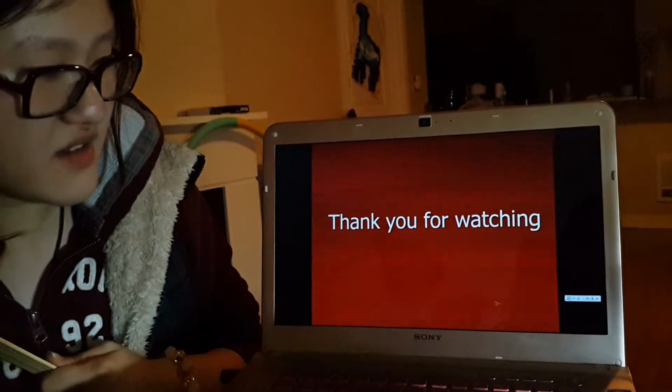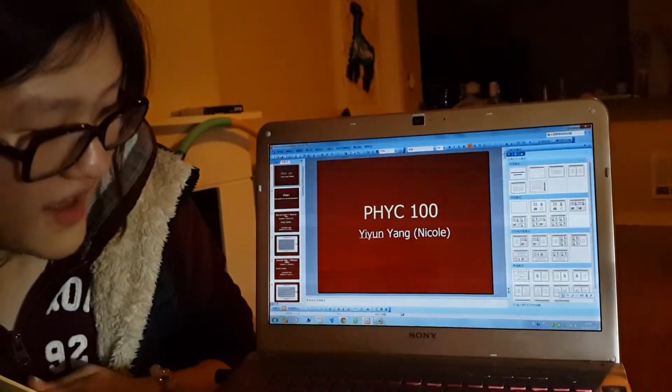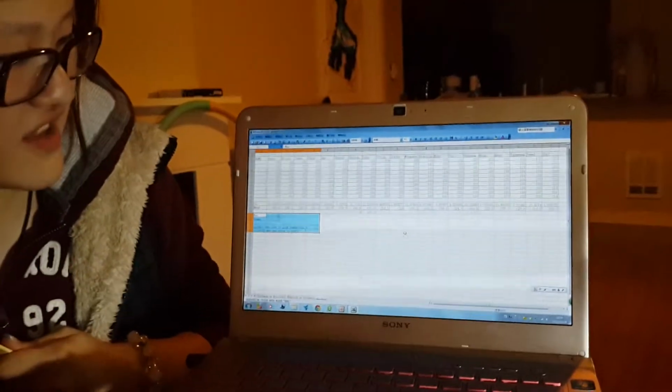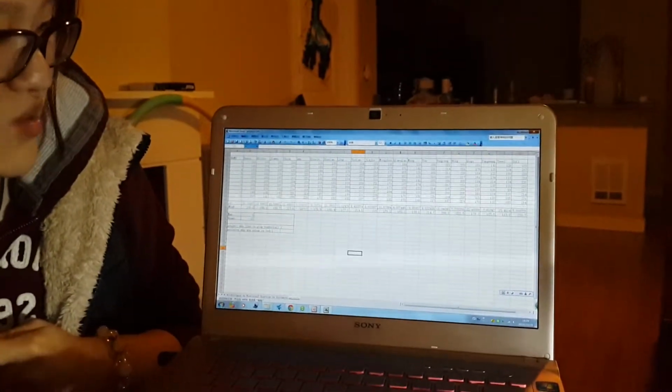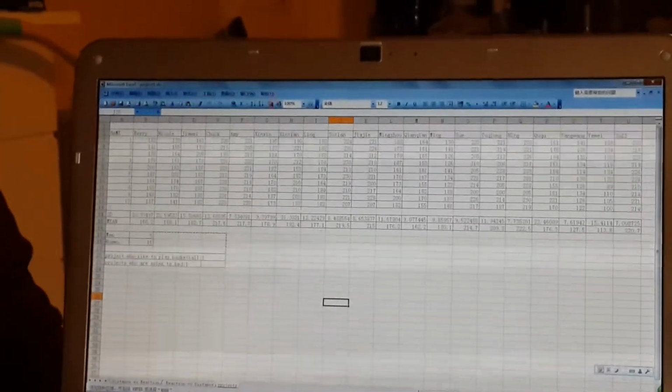Besides the presentation, I also have my Excel here, and here it has all the data, 20 people's data, and I also got their standard deviation and mean. So that's all for my project.